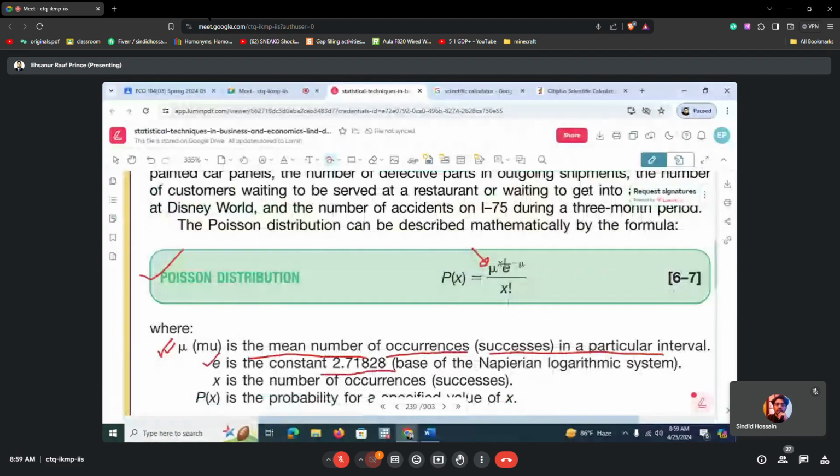So 0.140, okay, very good. So mu to the power x is what? What is the value of mu? 5. 5 to the power x. 5 to the power what?